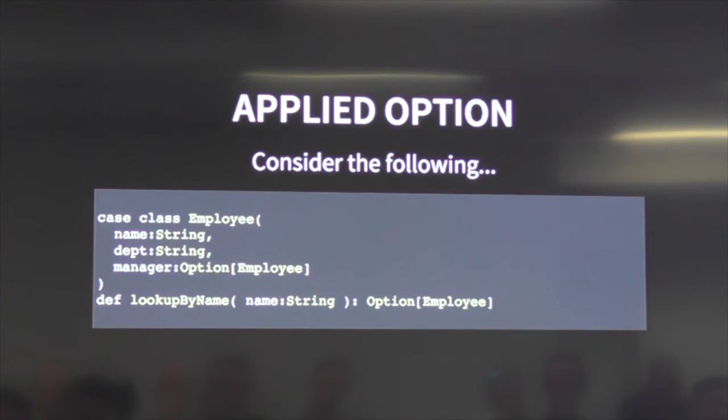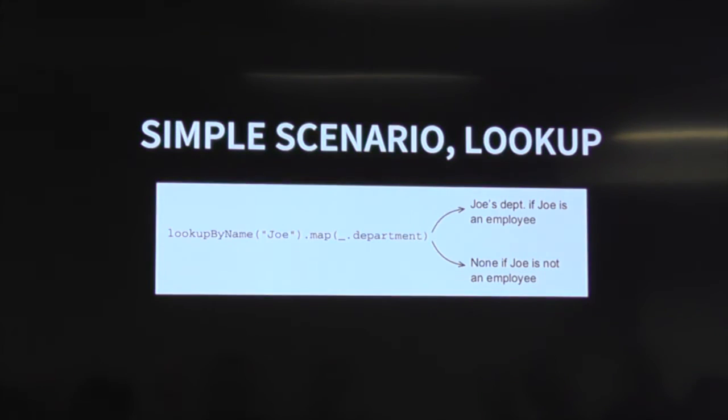And then we've just got a function, we don't need to worry too much about the definition for our purposes, which takes a name. So we want to find an employee by their name. But that could fail, so an option of the employee. So in this case, we'll just do a simple lookup. We'll try and find Joe in whatever list we have.